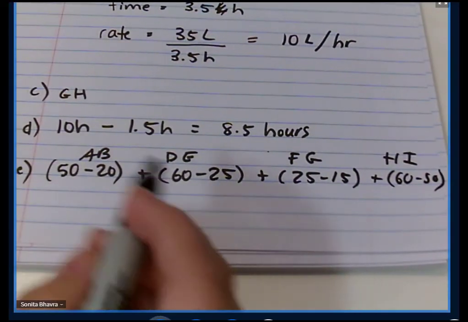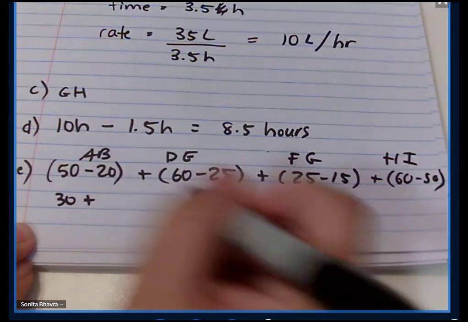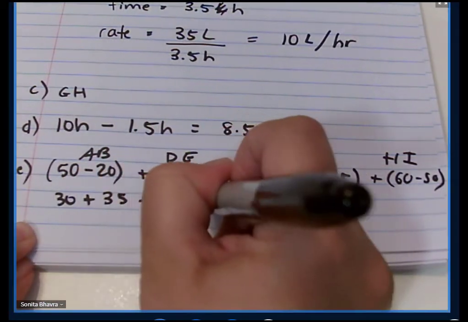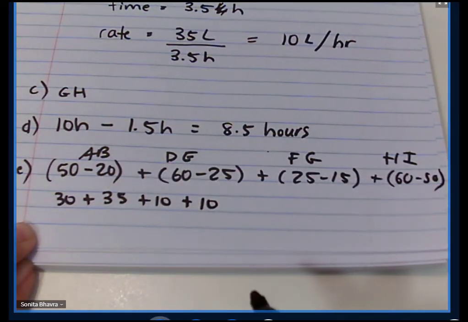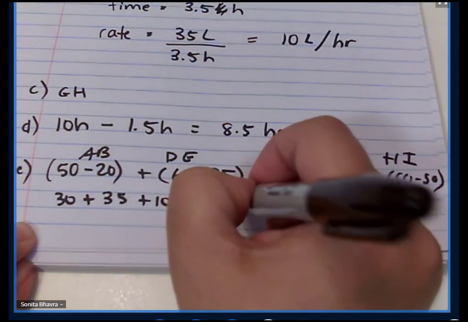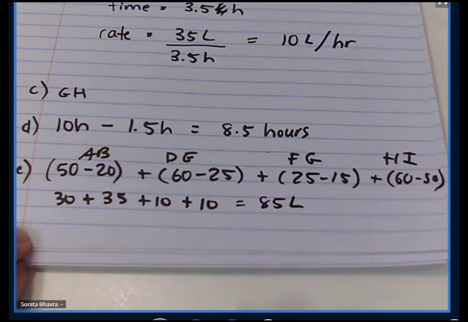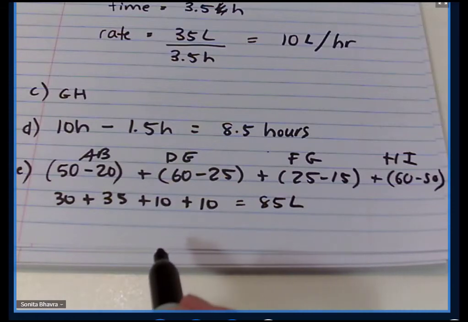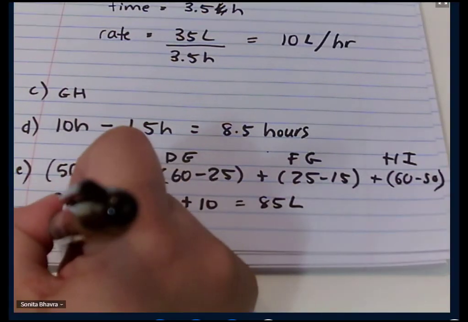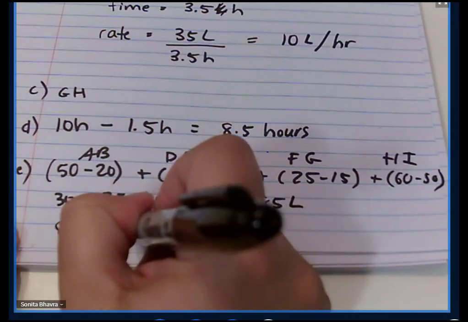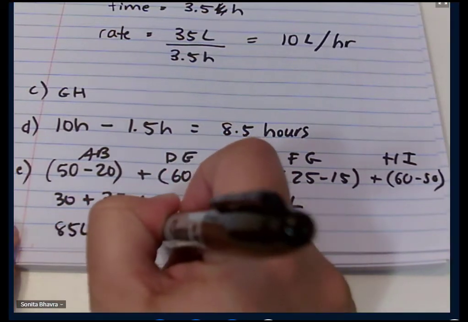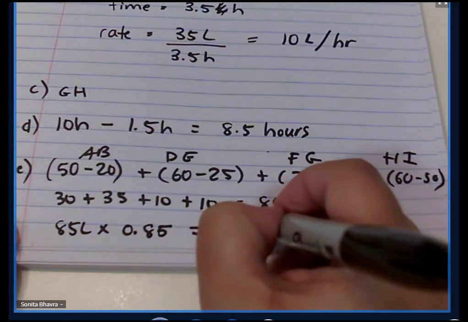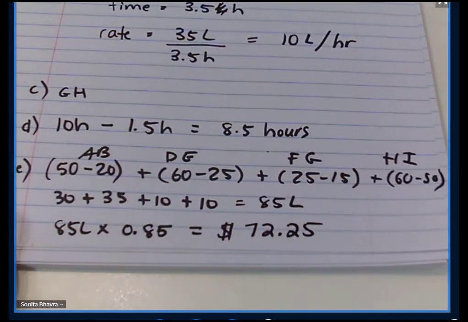All right, so that gives us 30 plus 35 plus 10 plus 10. So when we add that up, we get 85 liters. All right, and we know that it's 85 cents per liter. So we'll take that 85, multiply by 85 cents. And that gives us a total of $72.25.